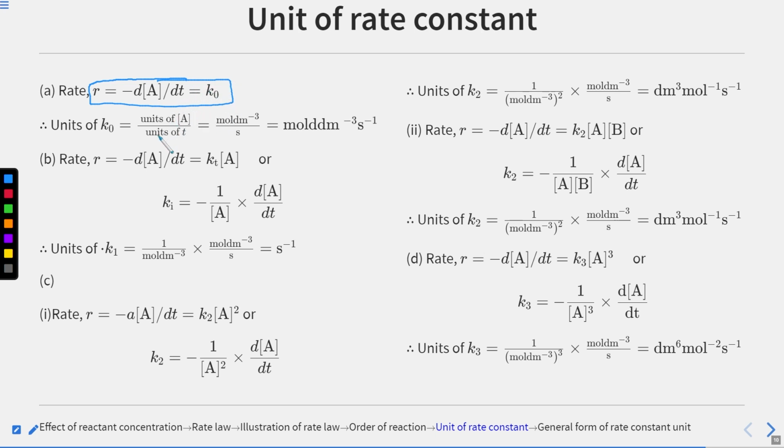So what would be the unit of K0? It would be the unit of A divided by the unit of t. What is the unit of A? It is inside the square bracket, so that gives us mole per decimeter cube. Do not get confused with it; it is liter only, written in a different form. Divided by the unit of time, that is second, so that gives us mole per decimeter cube per second. How? We have mole per decimeter cube, and again second goes up and gives us s to the power minus 1.